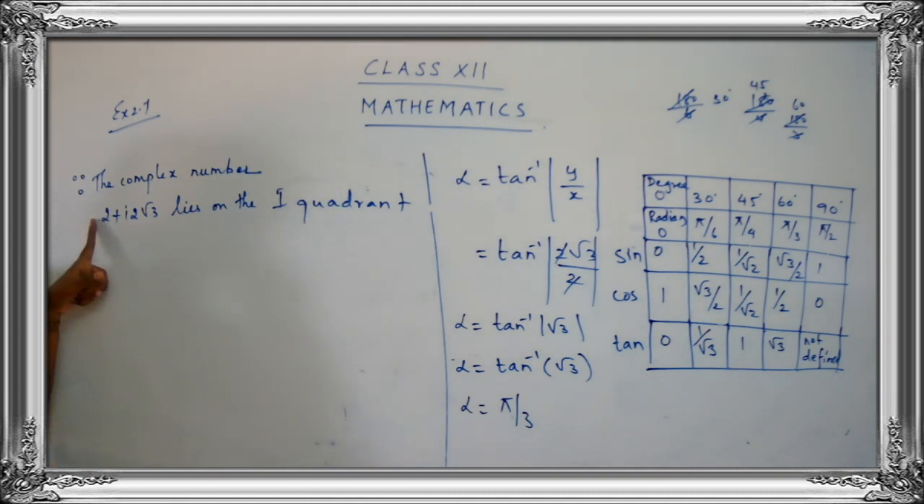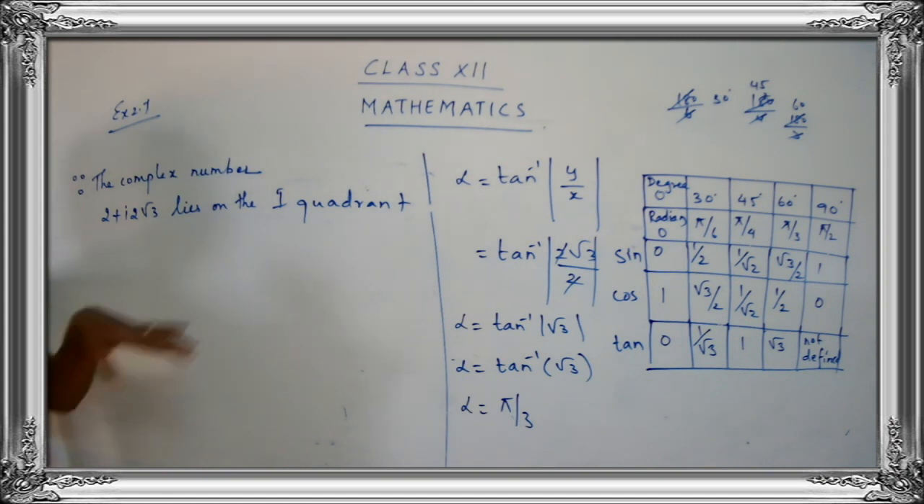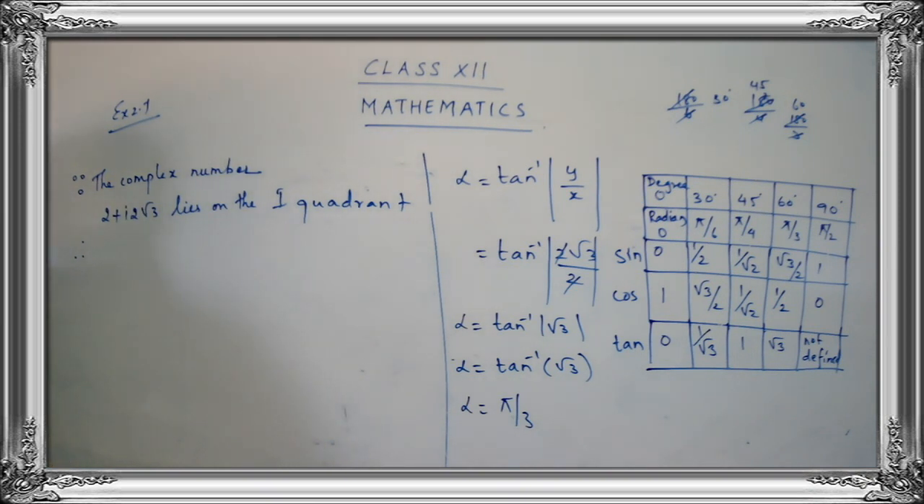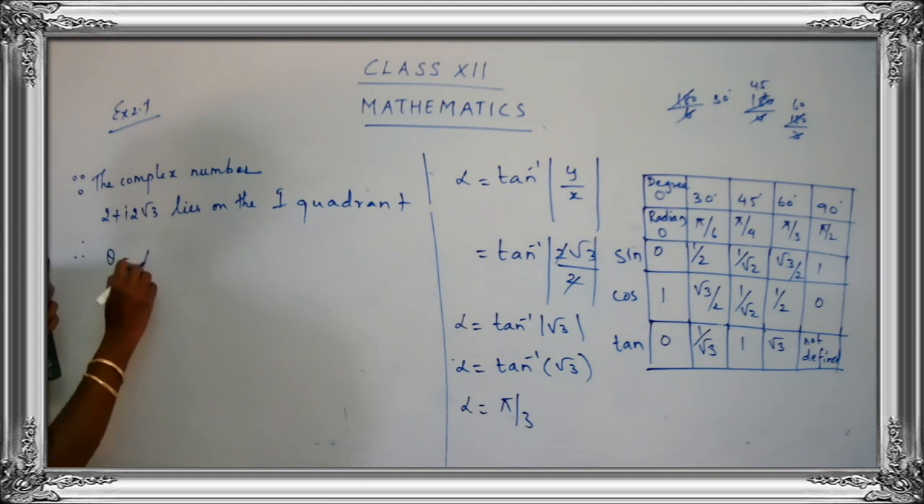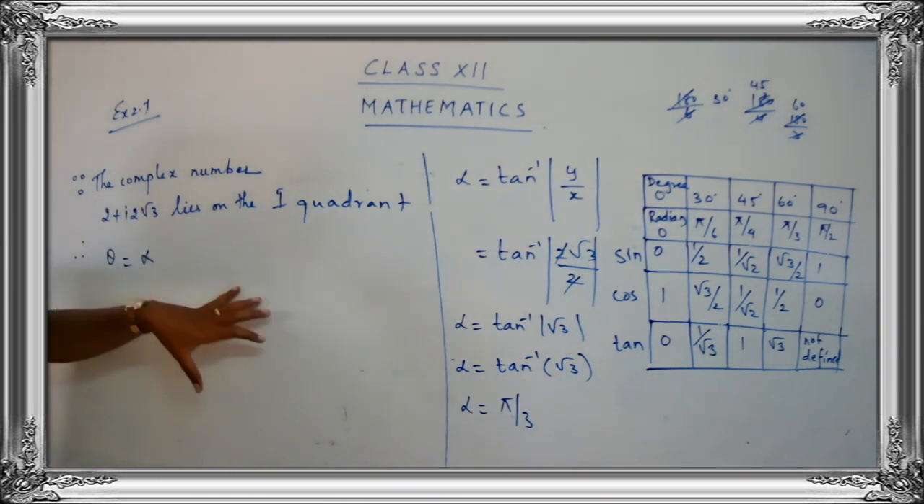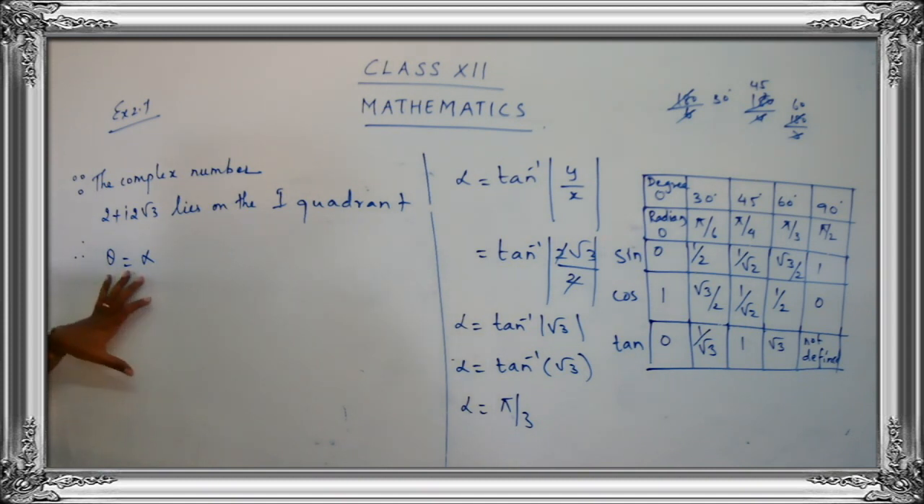What is the sign of the real part? It's plus. What is the sign of the imaginary part? It is plus. So plus plus, it's going to lie on the first quadrant. Therefore, since the complex number 2 plus i 2 root 3 lies on the first quadrant, theta is equal to alpha. We have seen the general formula. If it is lying on the first quadrant, theta will be taken as alpha. If it lies on the second quadrant, theta is taken as pi minus alpha. Yes, children, and so on. So we are going to take the value for theta as alpha.